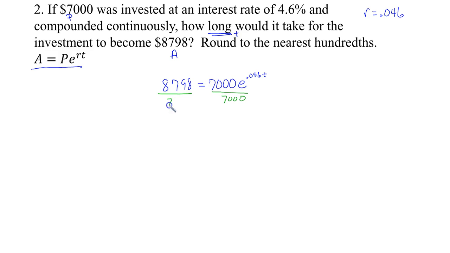That is step number 1. So over here on the left-hand side, I have 8,798 divided by 7,000. Don't put that in your calculator just yet. It is equal to e to the 0.046t power.